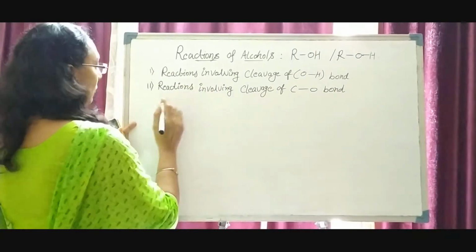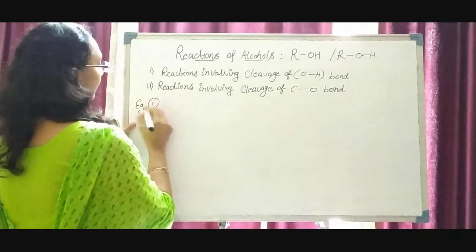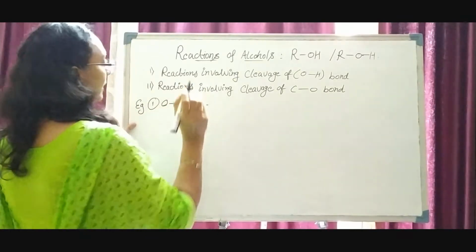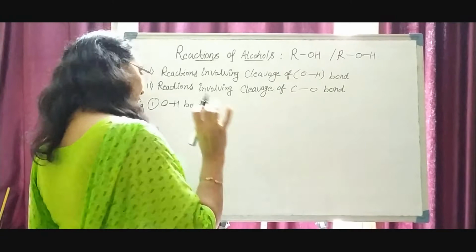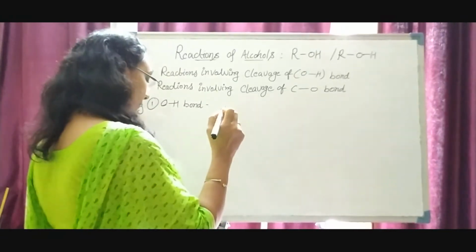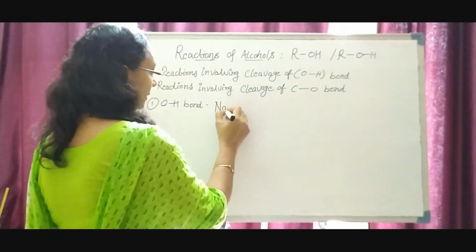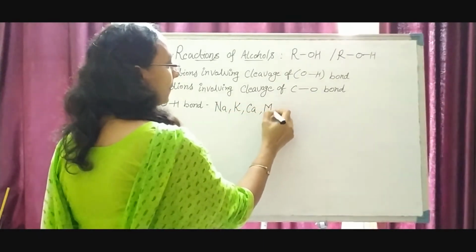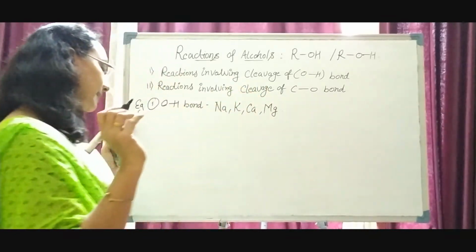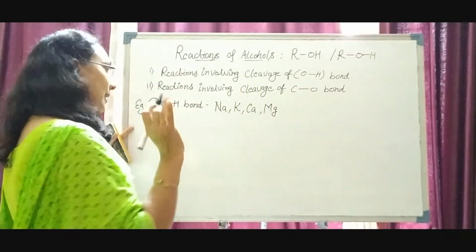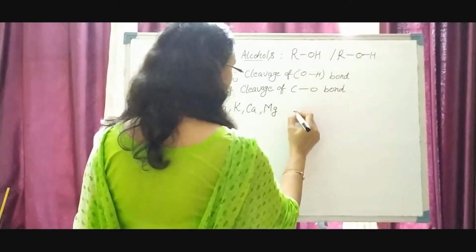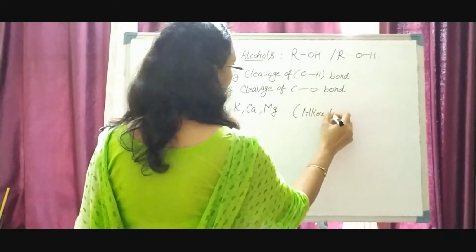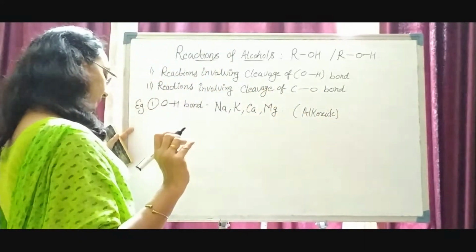Okay, this is the example of cleavage of the OH bond. The alcohols react with electropositive metals. Which are the electropositive metals? Like sodium, potassium, calcium, magnesium. The alcohols react with the electropositive metals, giving you the alkoxide. What is the product? They give alkoxide. Okay, now we will see the reaction, how it occurs.